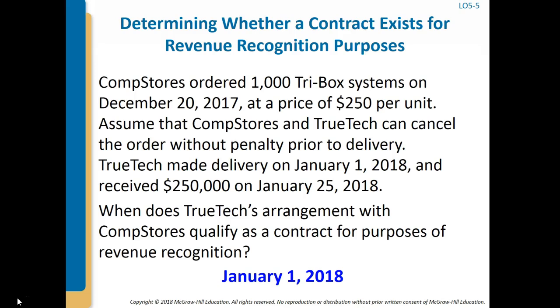The arrangement qualifies as a contract on January 1st, 2018, because that's the date TruTech makes delivery to Comp Stores. Prior to delivery, neither TruTech nor Comp Stores had performed any obligation under the contract, and both parties could cancel the order without penalty, so the arrangement didn't qualify as a contract for purposes of revenue recognition.